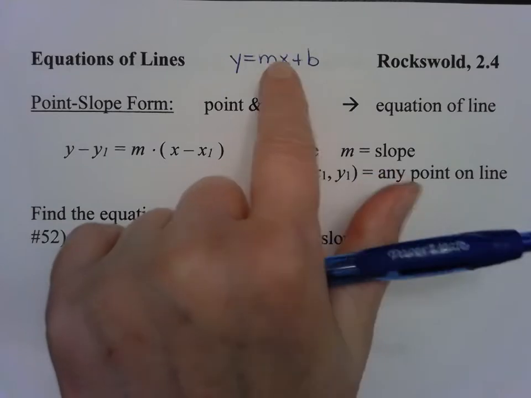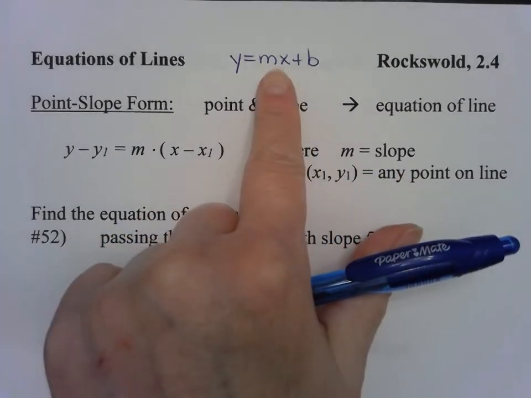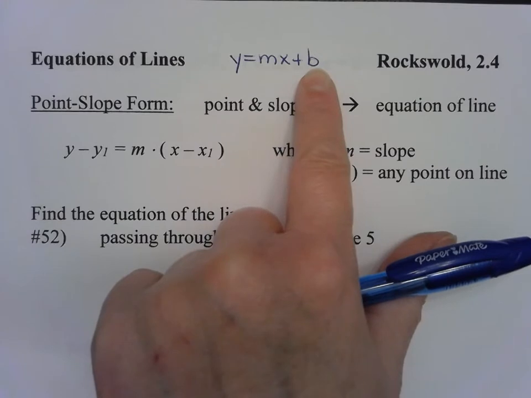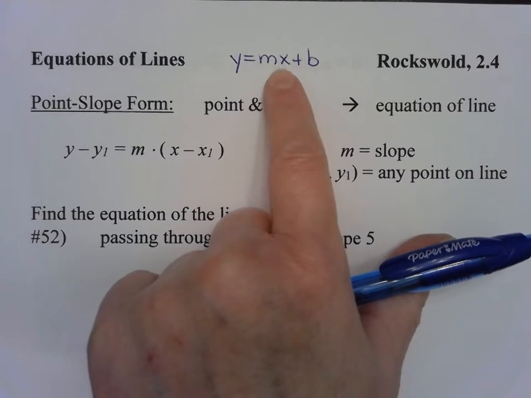Okay, so let's start with the slope-intercept form. We said when it's in this specific format, we have already the slope and this special point, the y-intercept. So if we have that information, we can automatically get the equation of the line and vice versa.